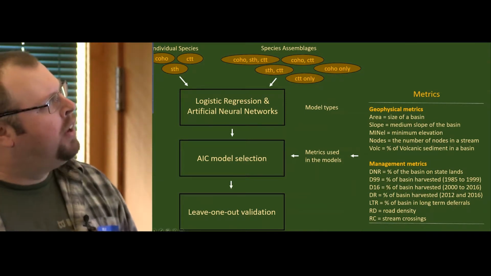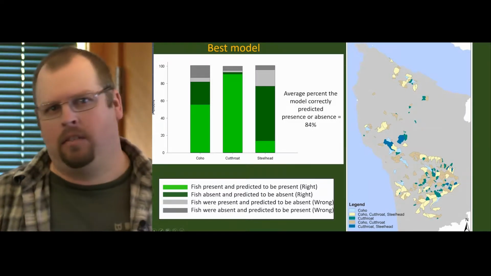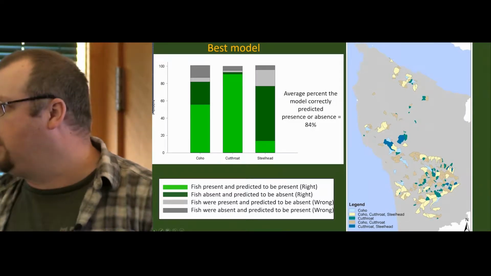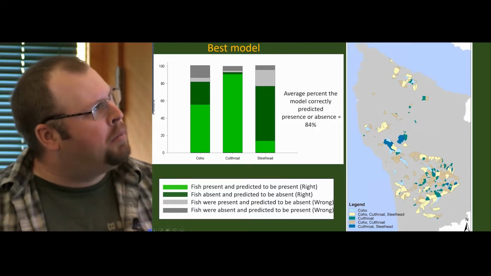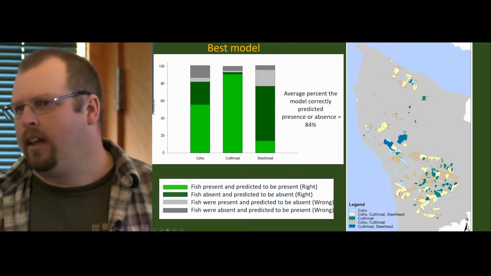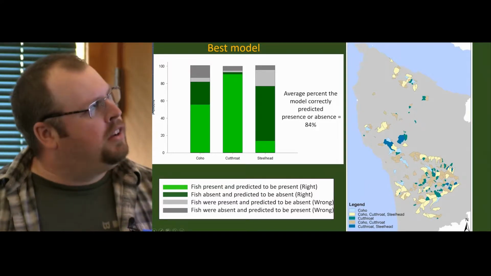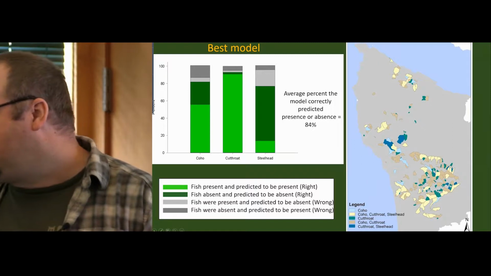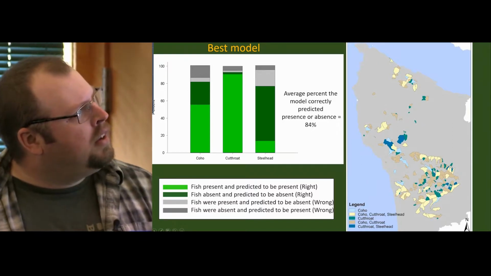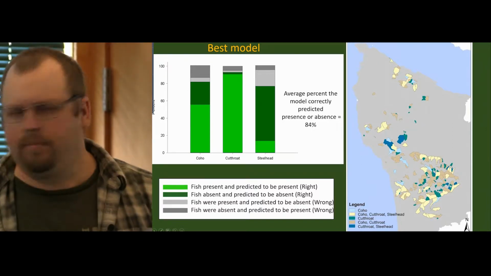And this is what we found. Every model that I validated had greater than a 60% prediction rate for a species assemblage. This is our best model, and I got that up to about 84%. So I'm pretty happy with that. I'm hoping that maybe this summer I can do a little more validation outside of the 50 to further validate these models.